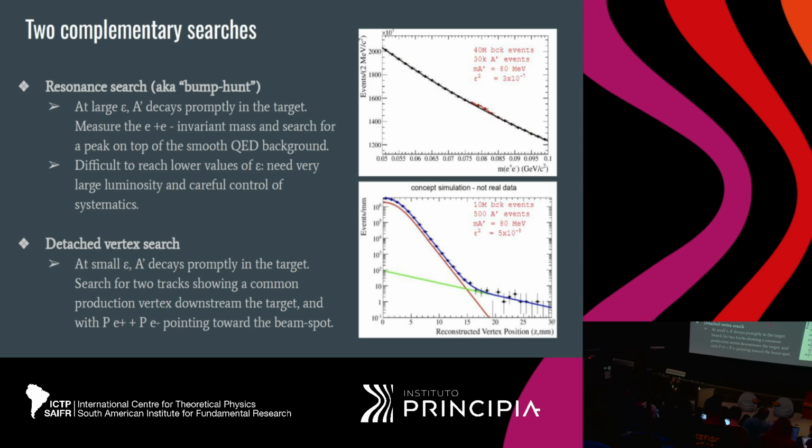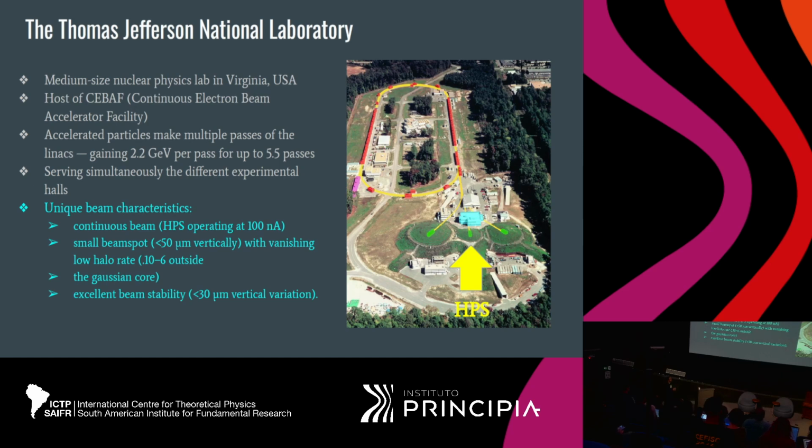Due to the tracking, you can build a distribution of the reconstructed vertex position with respect, for example, to the target. Again, this is a simulation, not real data. Here is how your standard model background is distributed. And if you have some long-lived particles, such as a dark photon, it would be distributed like that. You would have a tail that you can analyze with statistical methods to claim the discovery of a dark photon or put some limits.